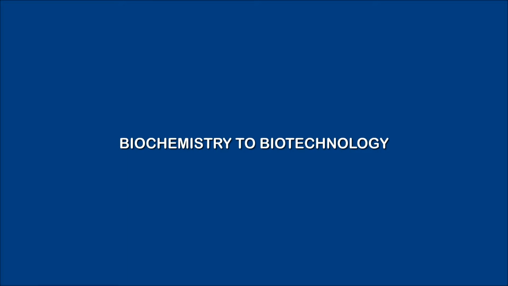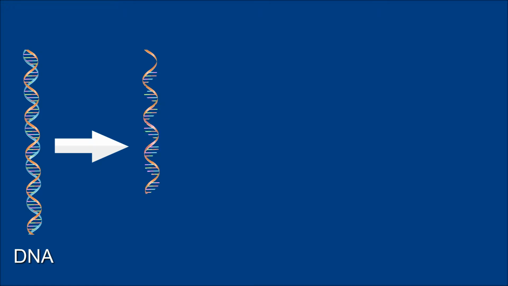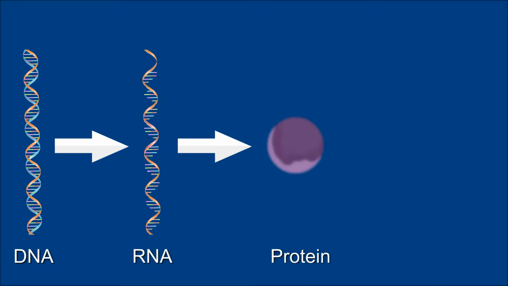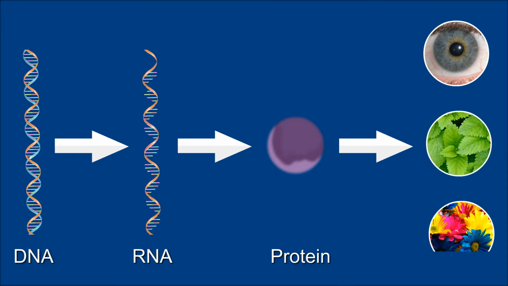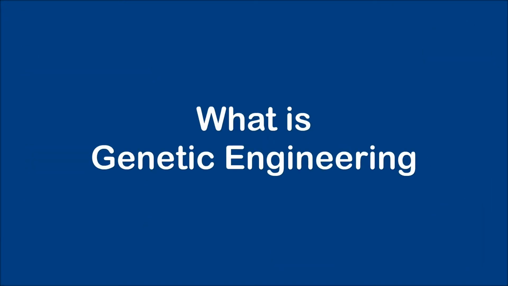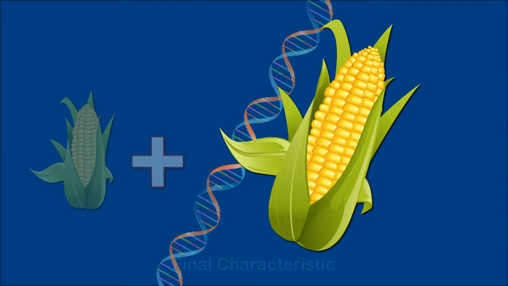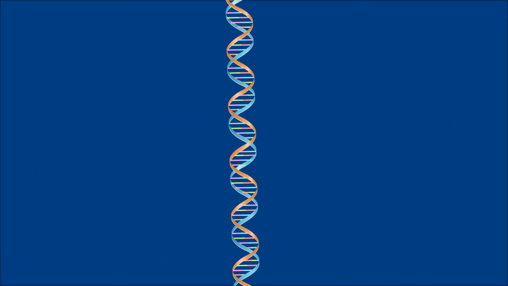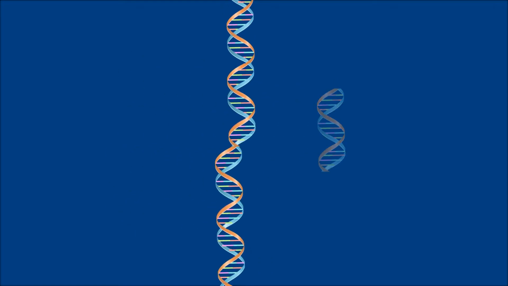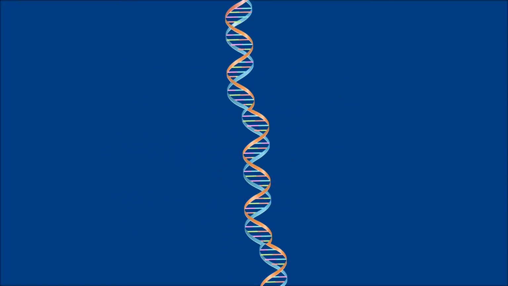Biochemistry to biotechnology. We have seen that in any living organism, DNA, a chemical, is the instruction manual which determines the different traits and characteristics of the organism. Now, genetic engineering, a biotechnological process, can be used to manipulate this DNA code and hence change the final characteristic. The manipulation can be by way of addition or deletion of DNA of a gene, or even by way of addition or deletion of genes in a genome.